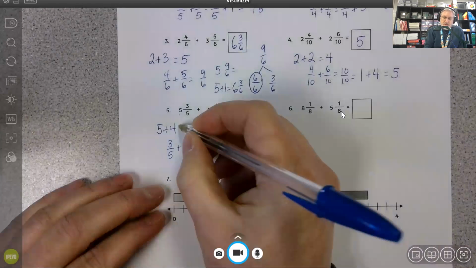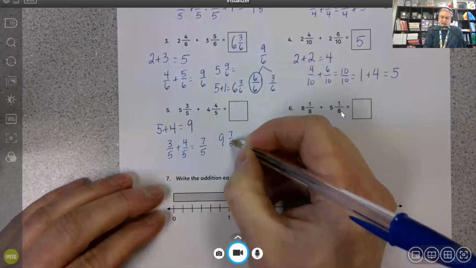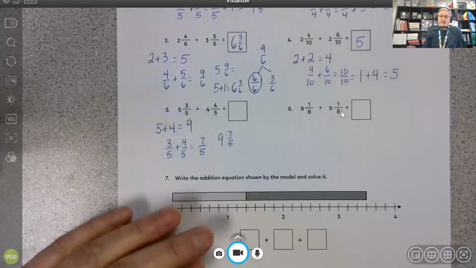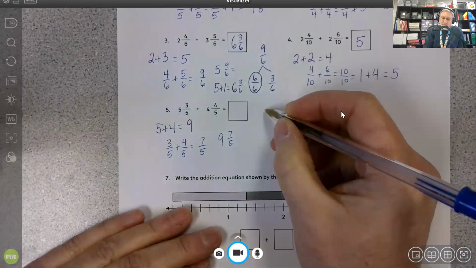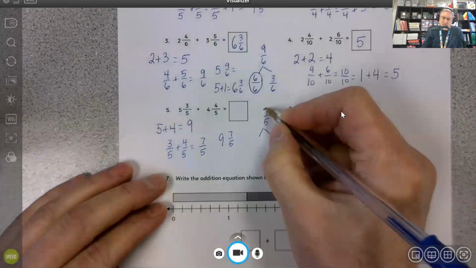So 5 plus 4 is 9. So now I have 9 7/5. Again, that's an improper fraction. So I want to decompose that and pull out a whole number.